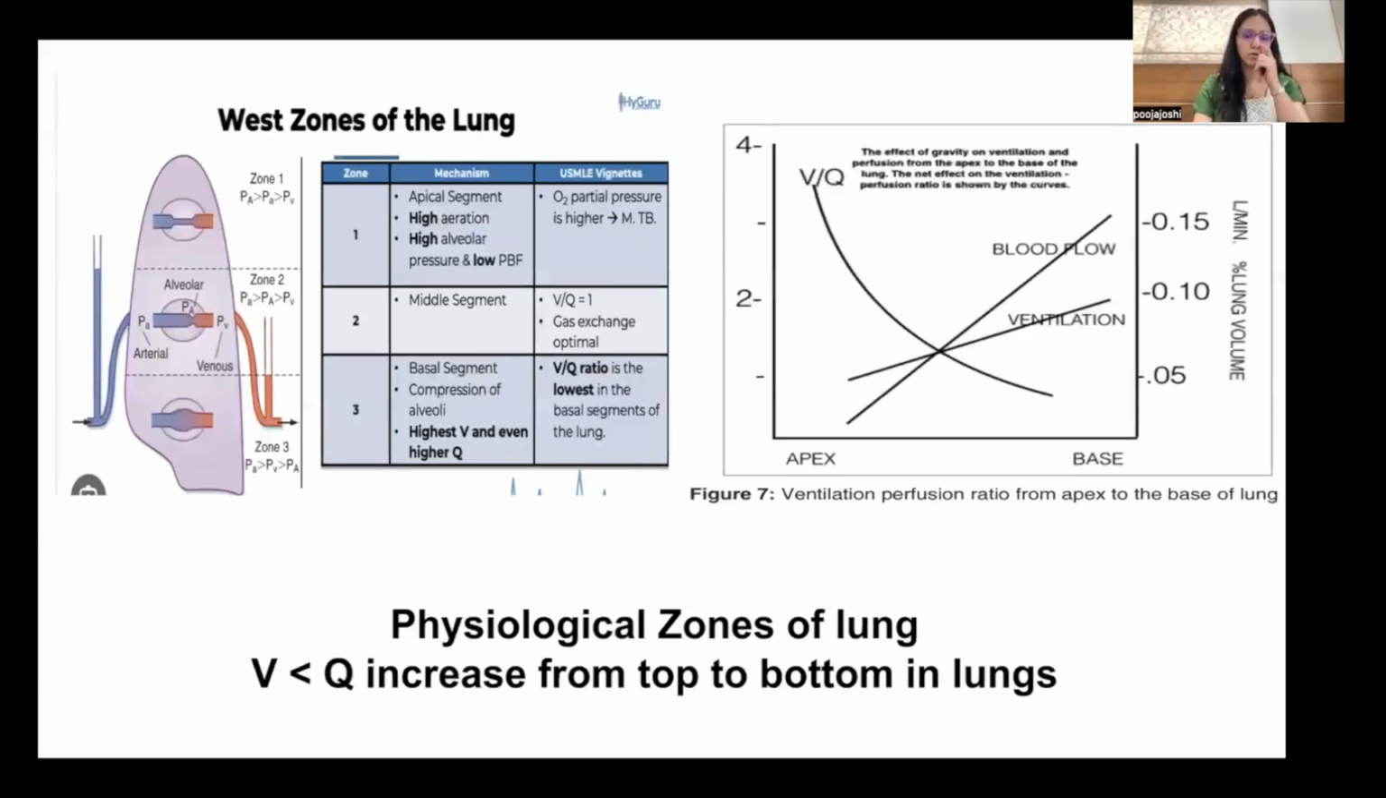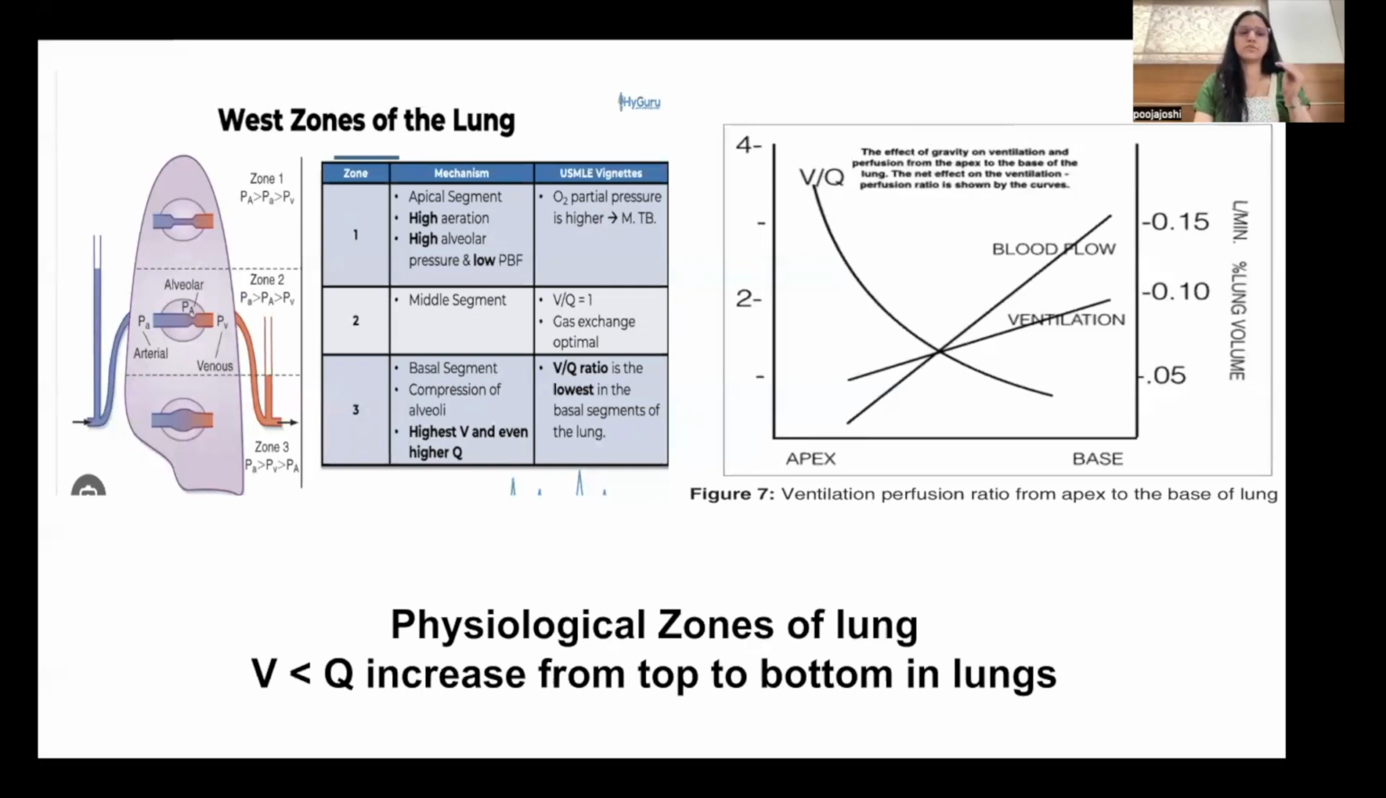As we know, depending upon the perfusion of the lung, under the influence of gravity, there are physiological zones of lung, zone 1, 2, and 3. At zone 1, alveolar pressure is the highest as compared to small a, pulmonary arterial pressure, and pulmonary venous pressure. This is a physiological dead space zone. In zone 2, the middle segment, you get optimal gas exchange where the ventilation perfusion ratio is 1, while at the base is zone 3, where the VQ ratio is the lowest.